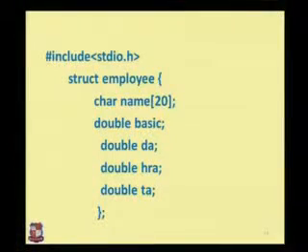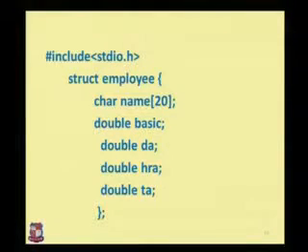In that array of structure, we are using a program. Then hash include stdio.h, struct employee, character name, basic, double DA, double HRA, double TA.